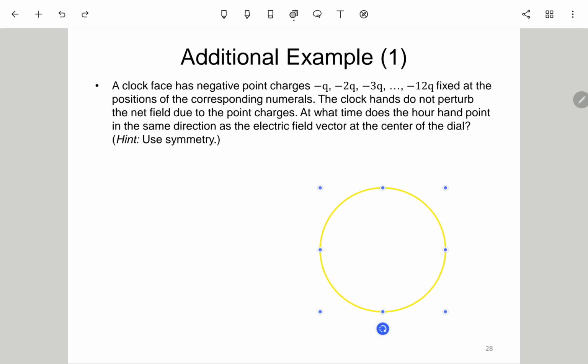Okay, something like this. We have a circle, and then we have charges: negative Q, negative 2Q, negative 3Q, all the way up to negative 12Q. It's like a clock: at 1 o'clock there is negative Q, at 7 o'clock there is negative 7Q, and so on. The clock hands do not disturb the net field due to the point charges. At what time does the hour hand point in the same direction as the electric field?